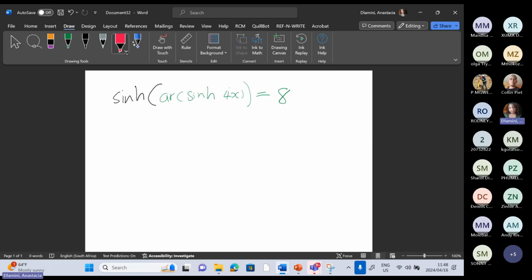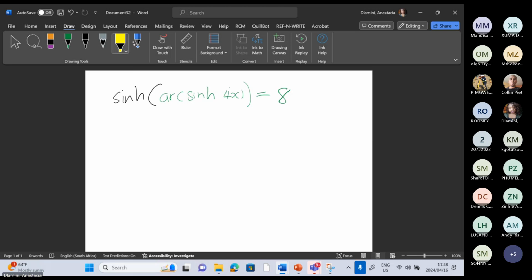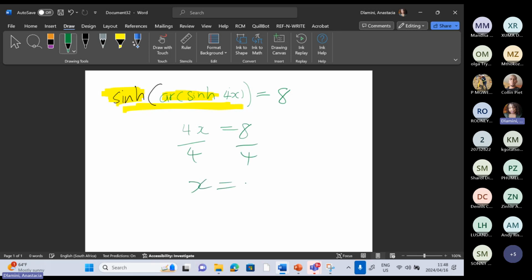Can someone try? Where do I move from here? 1 mark, 2 marks. Remember what we said. This is sinh, right? This is the inverse of the function. So meaning the left-hand side will be equal to what? 4x equals 8. Therefore, divide by 4, divide by 4. So x is equal to 2.